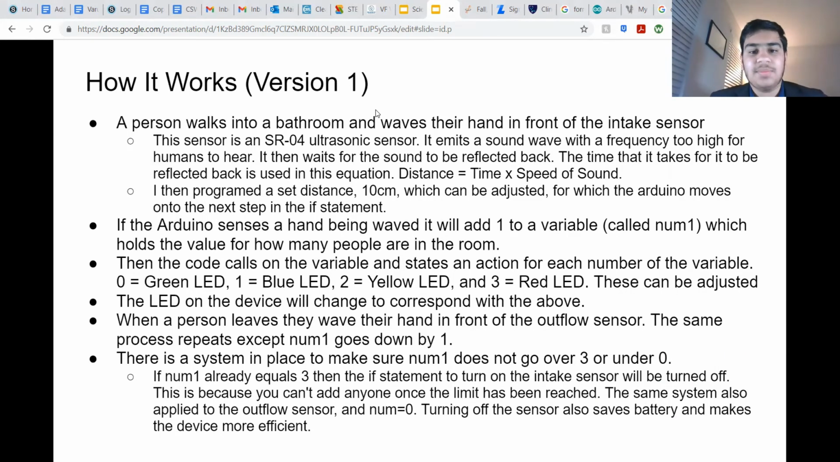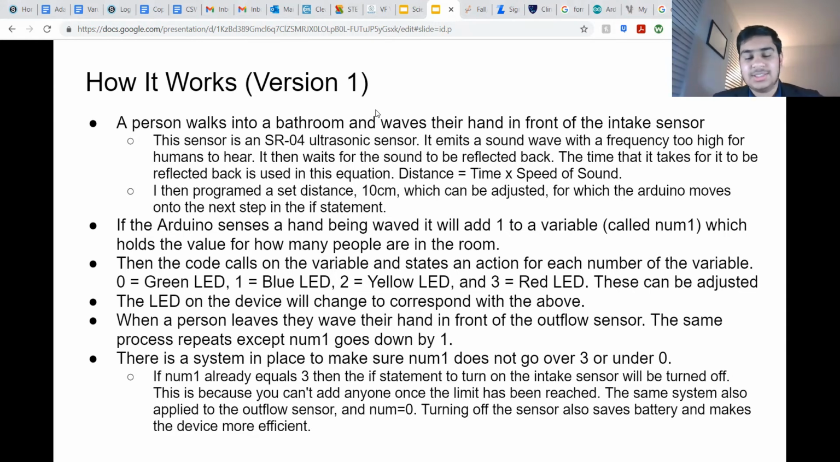A person walks into the bathroom and raises their hand in front of the intake sensor. And this intake sensor is an ultrasonic sensor. Essentially, it emits a sound wave that is too high for us to hear. When it hits an object, it bounces back. The time the sound wave is out there is then multiplied by the speed of sound, which gives us the distance. And if the distance is less than 10 centimeters, which is something I've set, the Arduino moves on to the next step in the if statement.